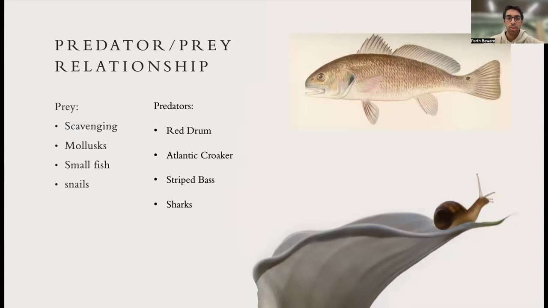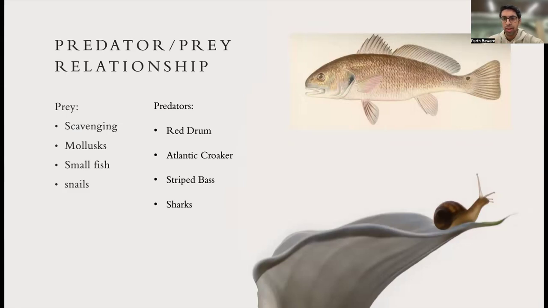So now let's talk about the predator and prey relationship that these crabs have with their ecosystem. As far as prey is concerned, you have a lot of smaller organisms here. Blue crabs will both prey on small organisms and also scavenge from dead organisms as well. They like eating small fish and snails and even some mollusks like oysters and clams.